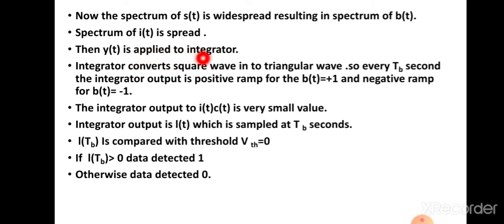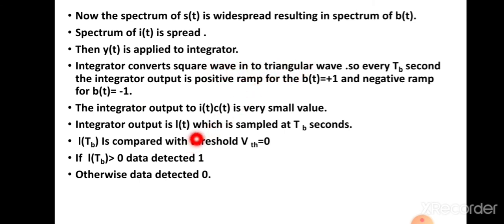So whenever we give a square pulse, a square waveform, to the integrator, it will integrate it into a triangular waveform, that you might have studied in the lower semester. So the integrator converts this square wave into a triangular wave. For every TB second, that is the duration of the original message signal, the integrator output is a positive ramp for b of t equal to plus 1, and a negative ramp for b of t equal to minus 1, because you know that the integrator will convert the square wave into a triangular waveform.